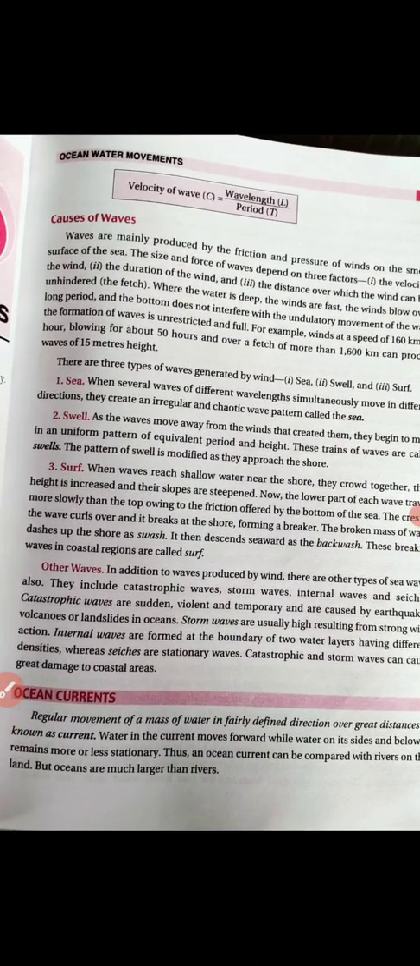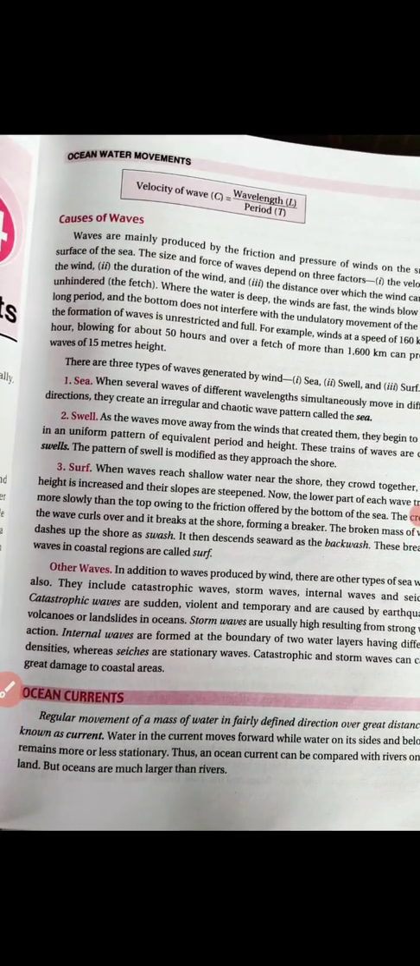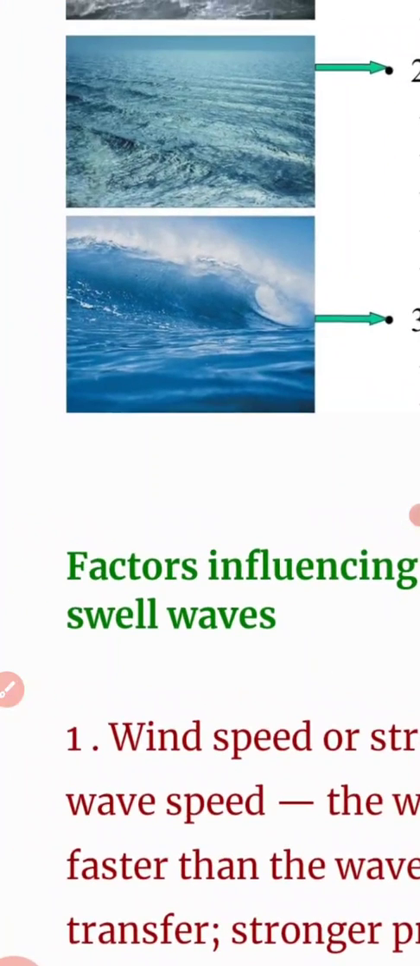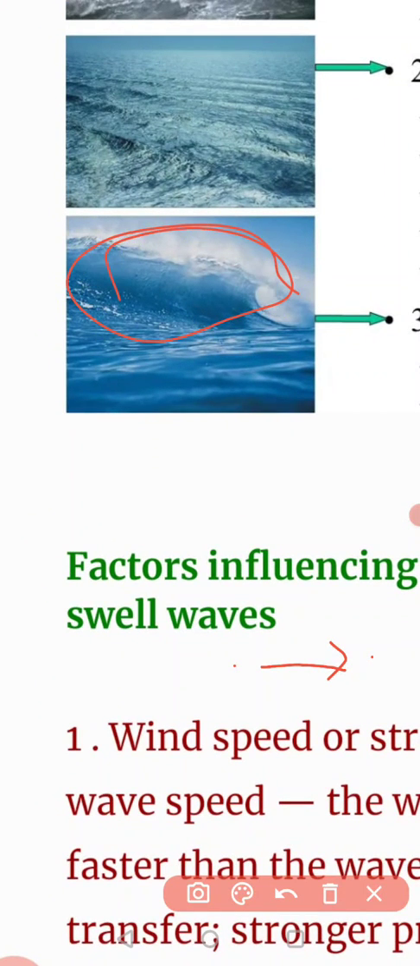The broken mass of water dashes up to the shore as swash. Means the water hits the shore hard and then descends seaward as backwash. After hitting the shore the water goes backward. These breaking waves in coastal regions are called surf. See, this is the crest of the wave, and the crest is totally gentle and curled. Then the wave will break near the shore.